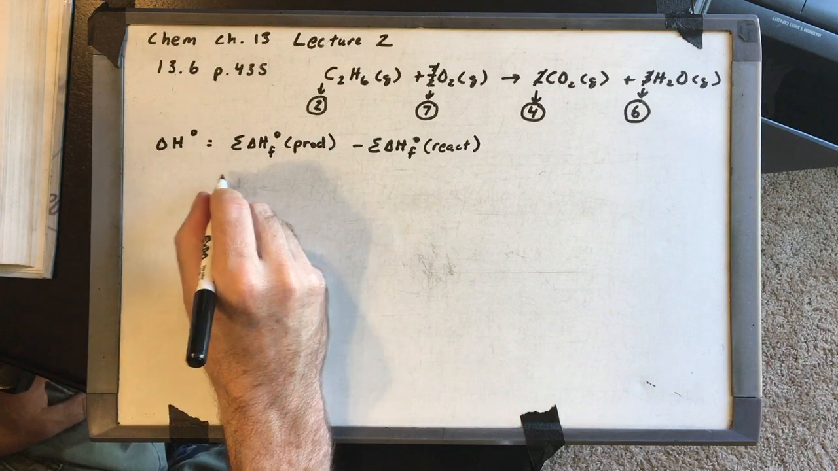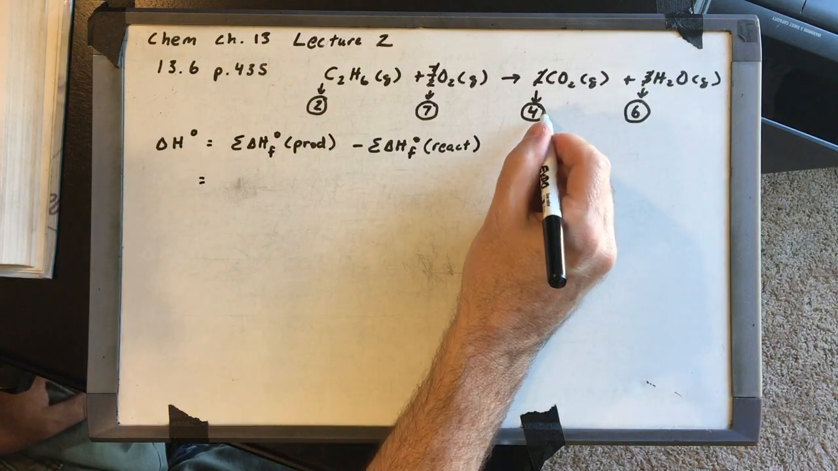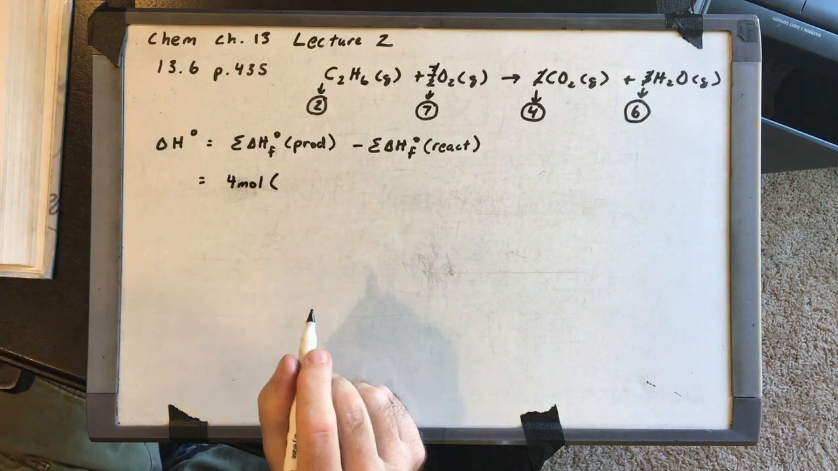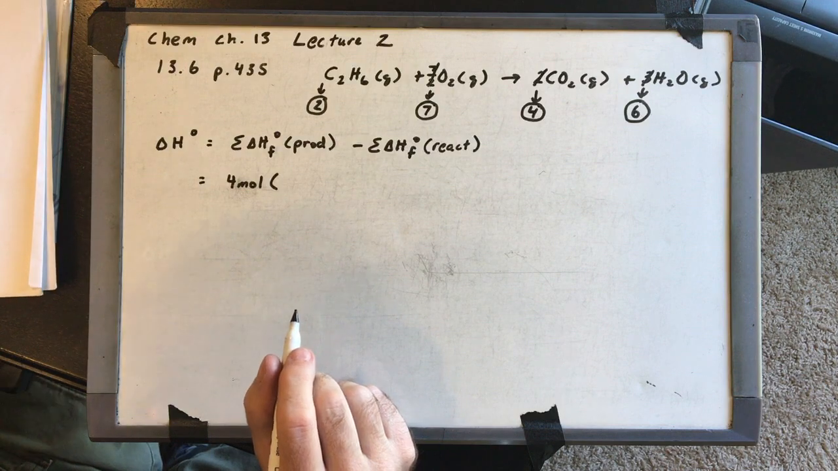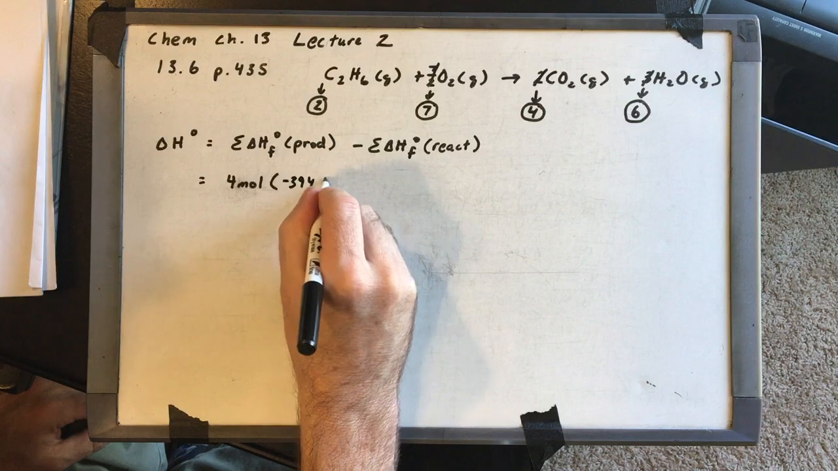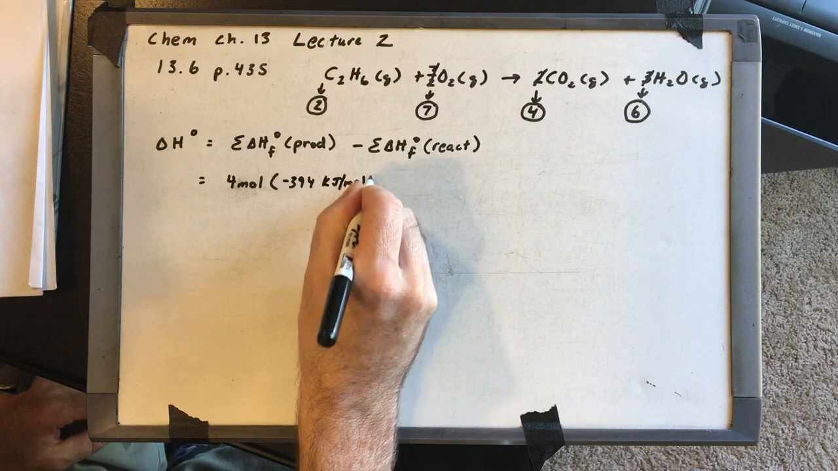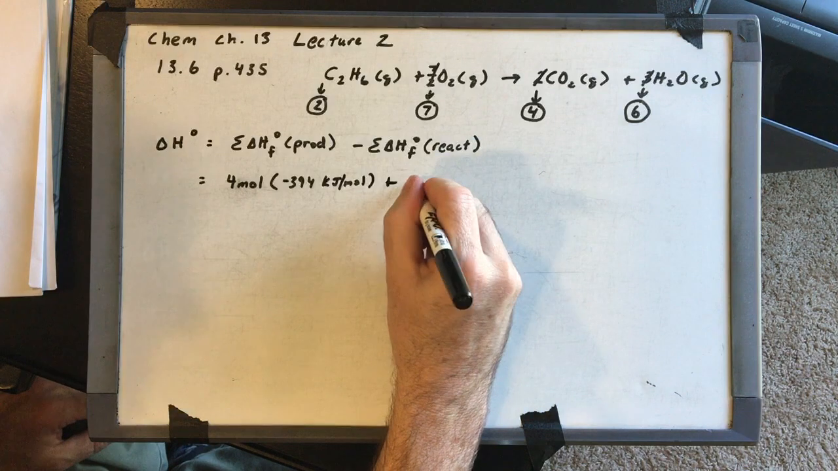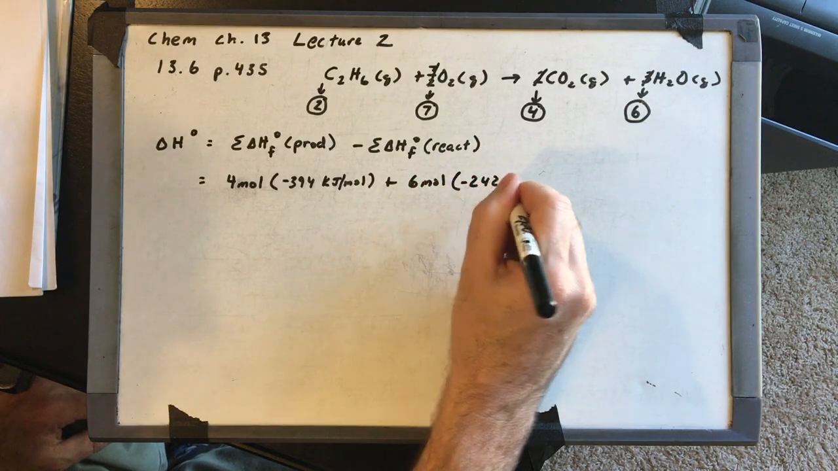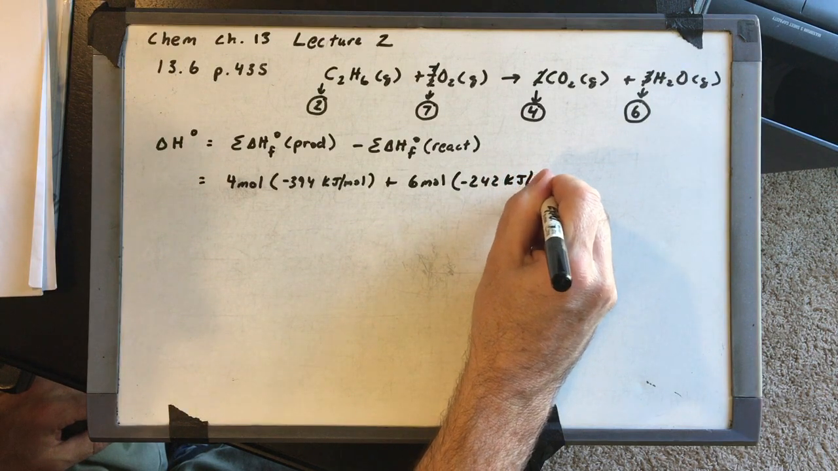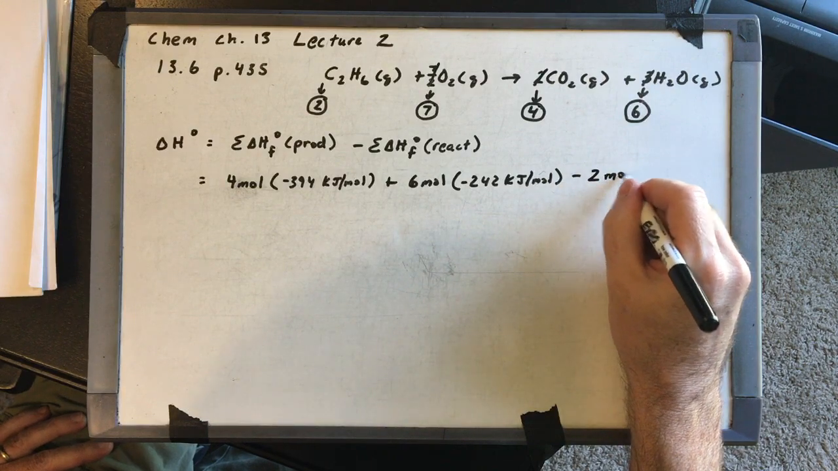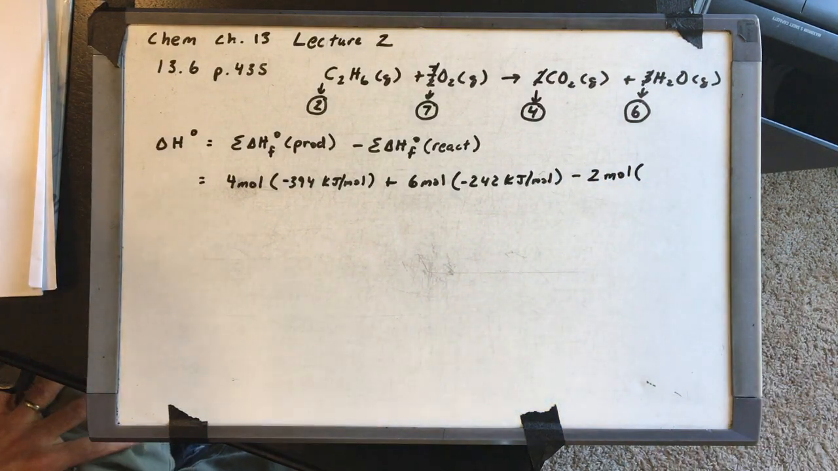Okay, so that will be our first product, 4 moles of CO2. Look up CO2 in table 2. CO2 gas, that's negative 394. We're going to add to that our other product, 6 moles of water gas. If you look that up, it's negative 242. And then subtract out our first reactant, 2 moles of C2H6 gas.